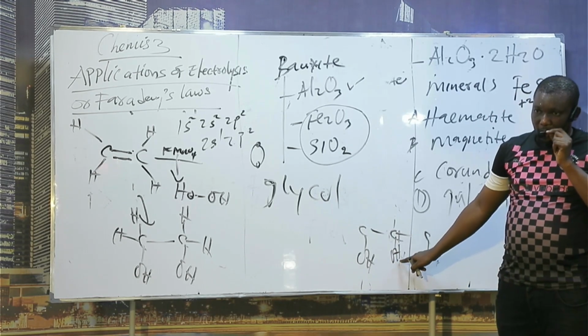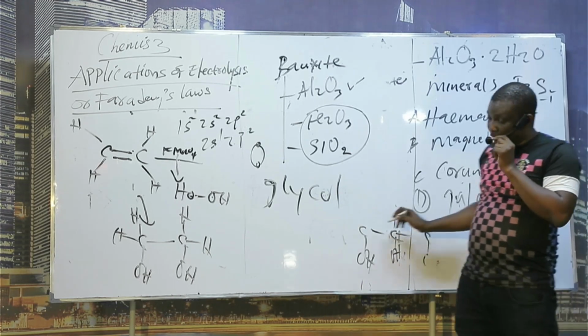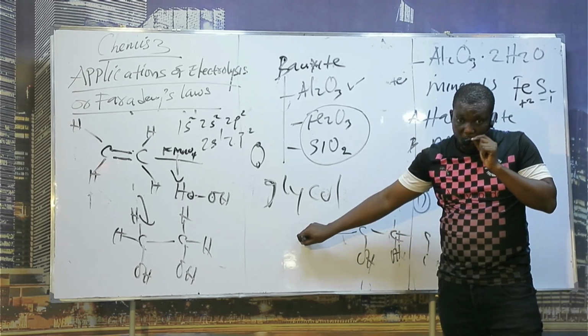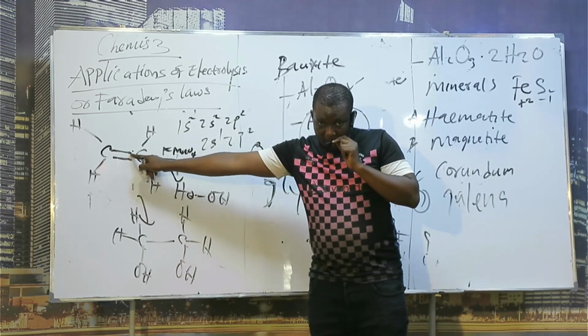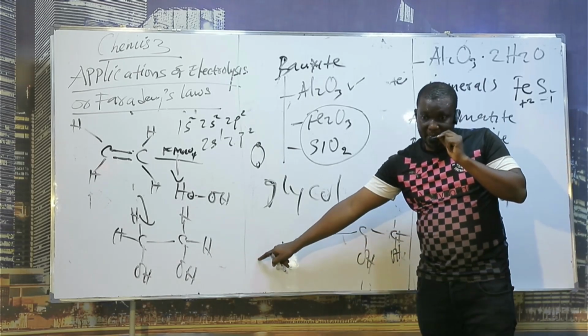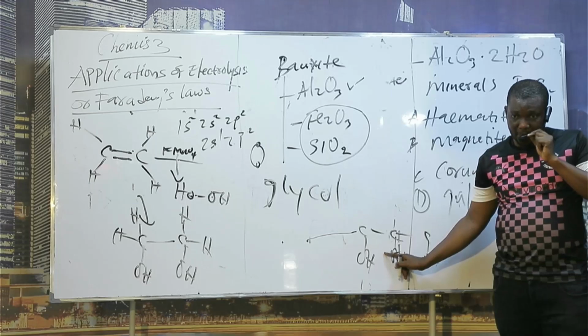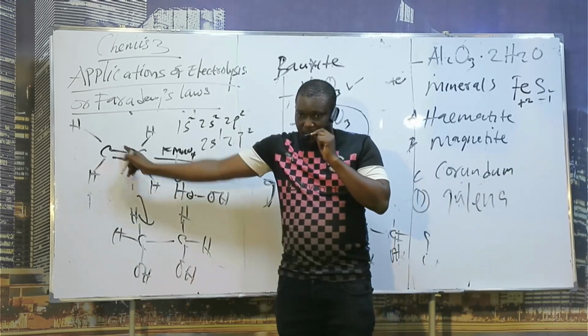What will you call this? This one will come from propane. This one will come from propane. This one came from what? Ethane. Since this one is coming from propane, and the old name of propane is propylene, you call this propylene glycol. Since this one is coming from ethane, what will you call this one?